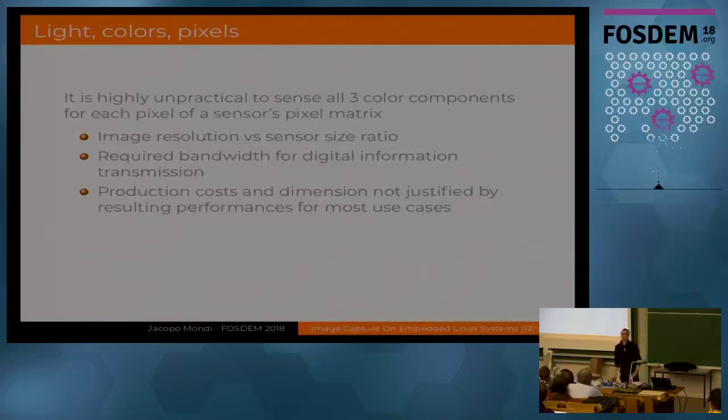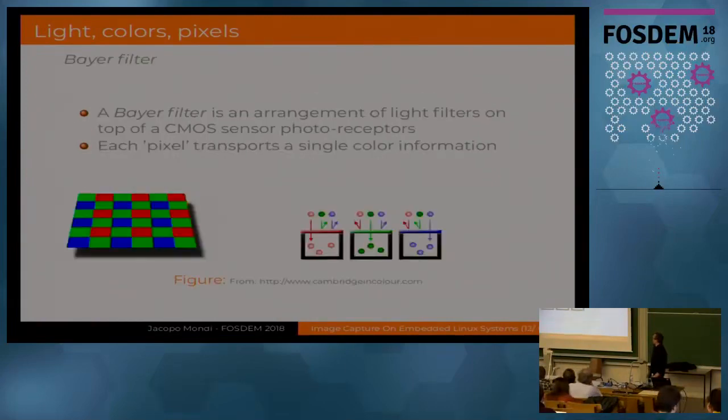So it's highly impractical to sense all three color components for each pixel, because we would have huge sensors with a lot of points, and that increases the production cost and requires a lot of bandwidth. So we need some improvement from that moment. It turns out that there is a thing called a Bayer filter, which is a simple idea, because if we put a color filter on top of each pixel, it will sense just a single color channel. So if we have a matrix like this one, the first pixel in the matrix will just be green, the second will just be red, and we have various patterns that we can use to create the Bayer filter.